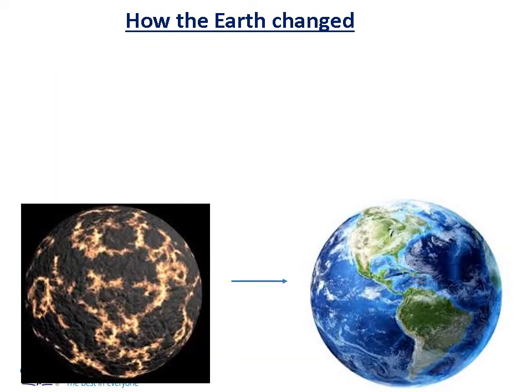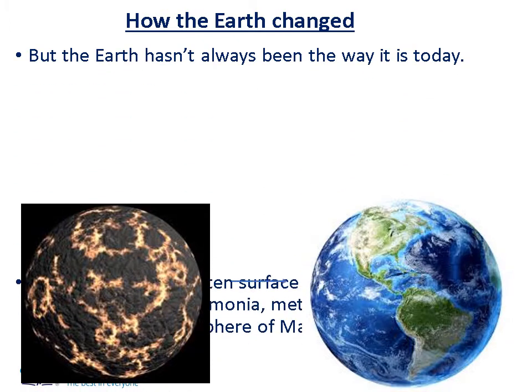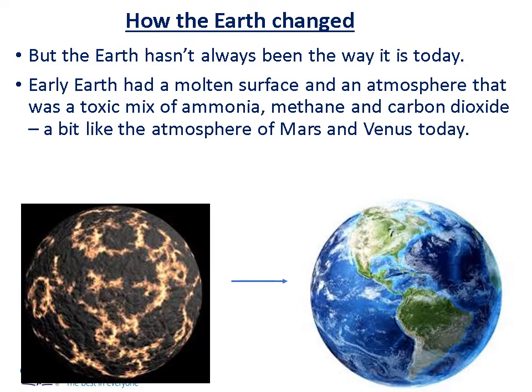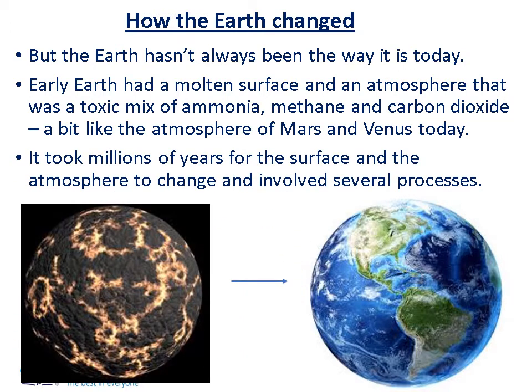So that's the modern Earth, but how has that changed compared to when the Earth was first formed? The early Earth, like we know, had a molten surface and there were a lot of volcanic eruptions as well. The atmosphere was made up of ammonia, which is toxic, methane and majority carbon dioxide. If we had to compare that to anything, we'd compare it to the atmosphere of Mars and Venus at present. It's taken millions and billions of years for the atmosphere to change so that life has been able to evolve.